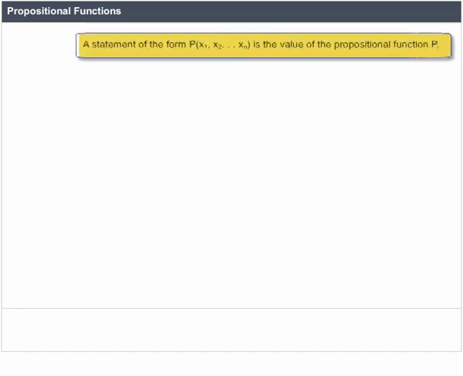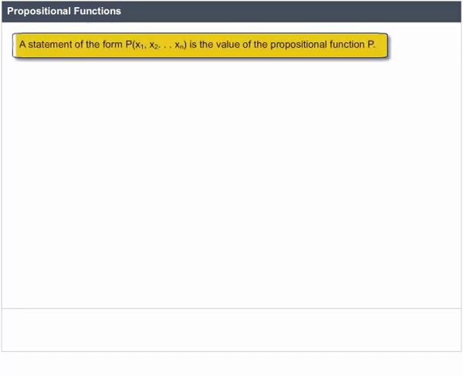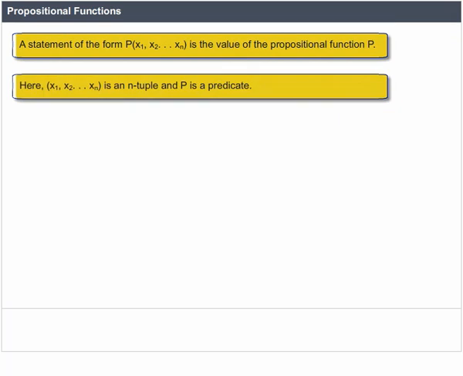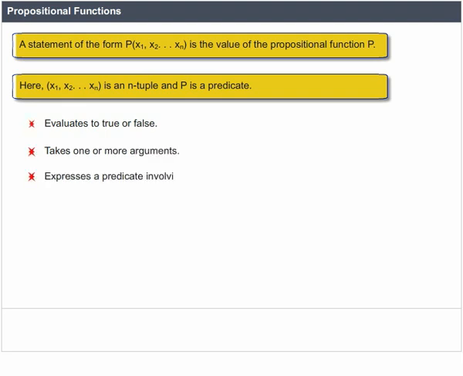A statement of the form P(x1, x2, ..., xn) is the value of the propositional function P. Here, (x1, x2, ..., xn) is an n-tuple and P is a predicate. A predicate evaluates to true or false, takes one or more arguments, expresses a predicate involving the arguments, and becomes a proposition when values are assigned to the arguments.